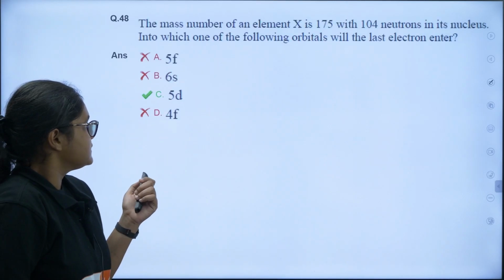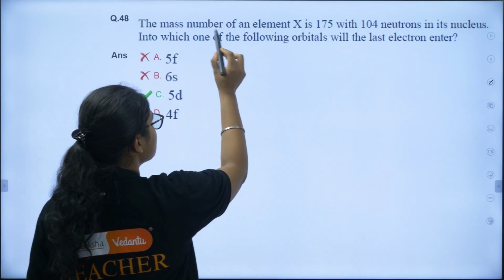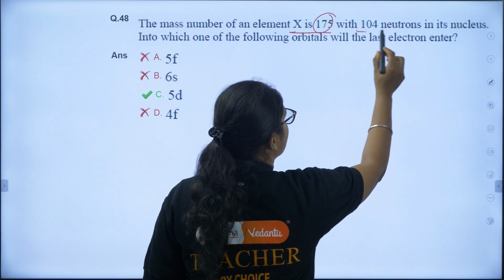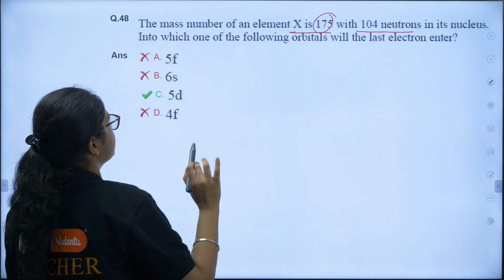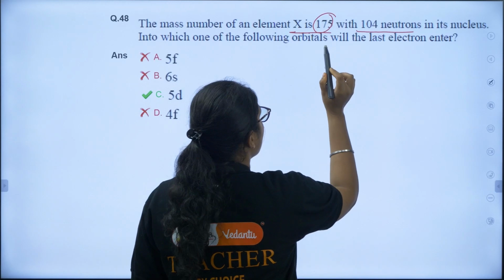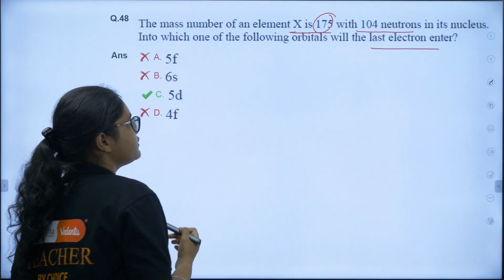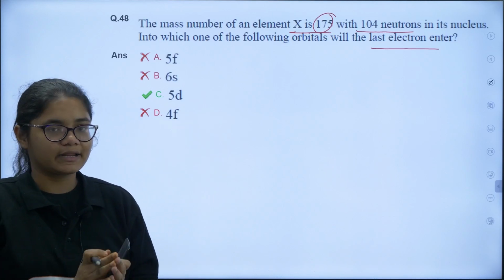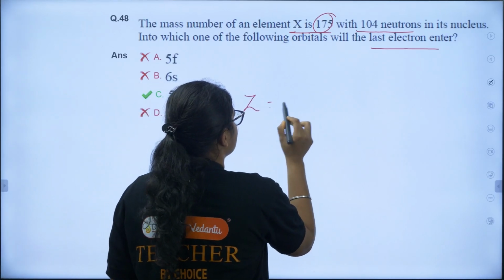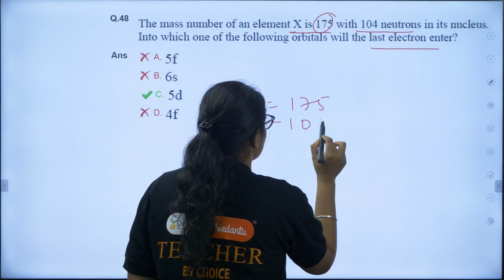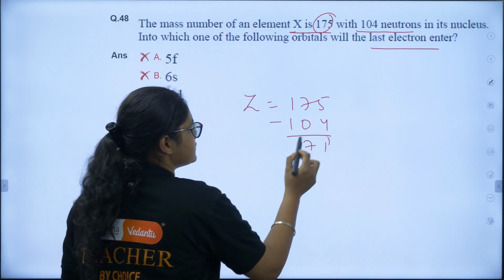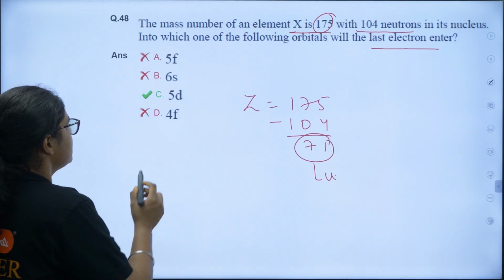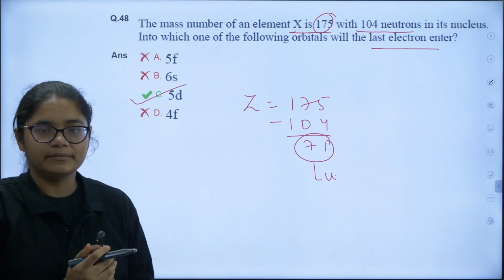Okay. Now let us see the next one. The mass number of an element x is 175, with 104 number of neutrons in its nucleus. Into which one of the following orbitals will the last electron enter? So if you see, the mass number is 175 and the number of neutrons is 104. So from that we can calculate the atomic number. So Z is equal to 175 minus 104. So that is 71. So 71 is your lutetium element and the last electron enters the 5d orbital, right? So the correct answer for this question will be option number C.